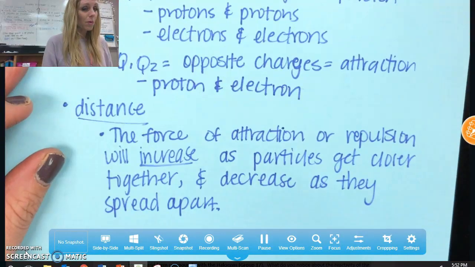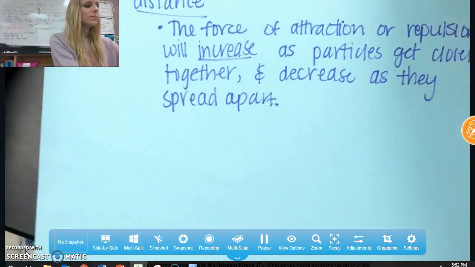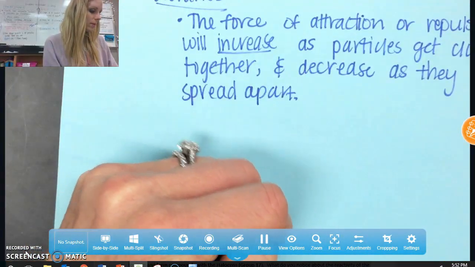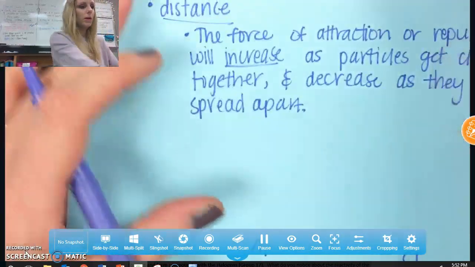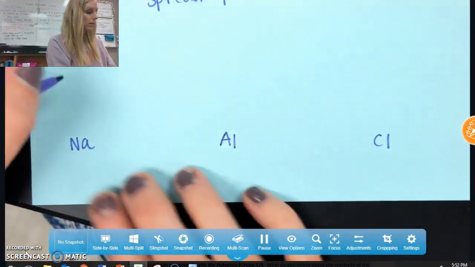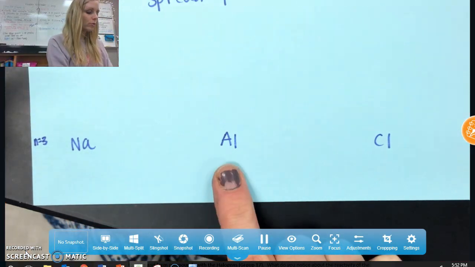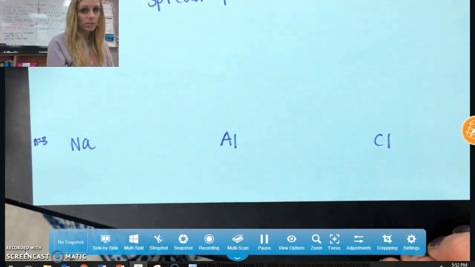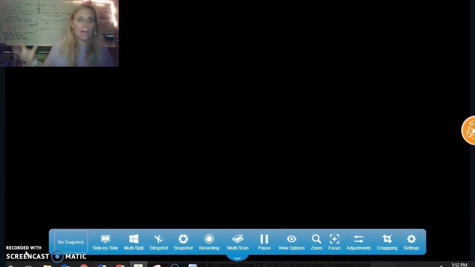Okay, so the last thing that I want to talk about really fast is just putting this into a picture. So let's take sodium, aluminum, and chlorine. Okay, let me pull this up a little bit. Sodium, aluminum, and chlorine. These are all elements on period 3, right? Sodium is in group 1, aluminum is in group 13, and chlorine is over there in the halogens, group 17.